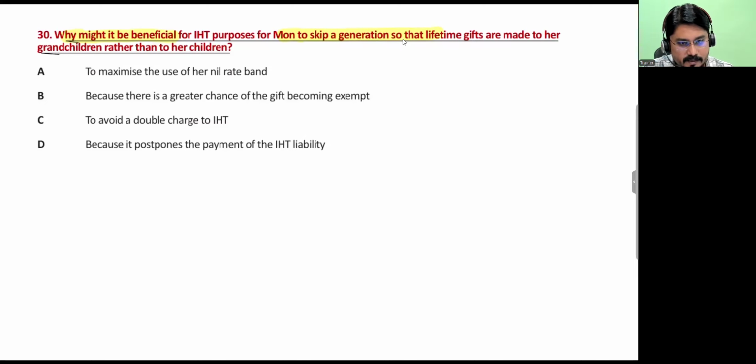Asmita, your answer is correct. No, Abu Bakr, that's incorrect. No, Ikra. What's the main objective of skipping the generation?